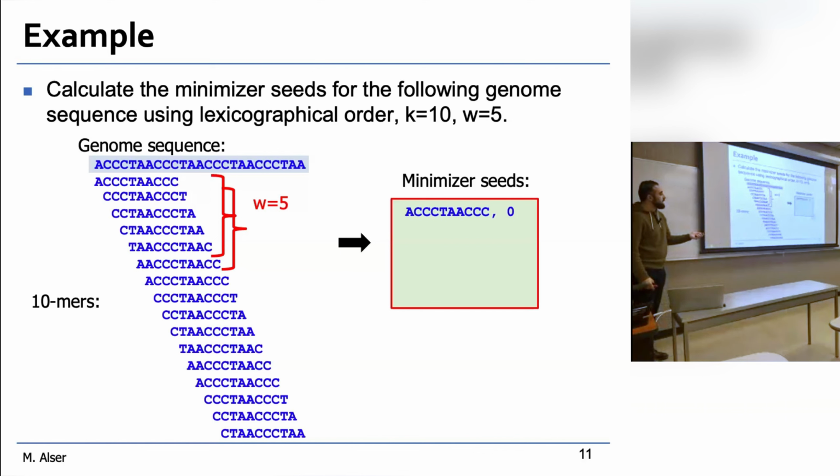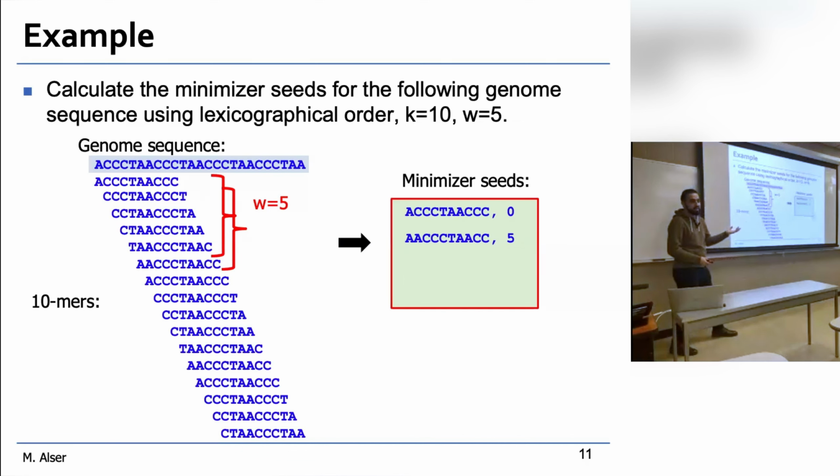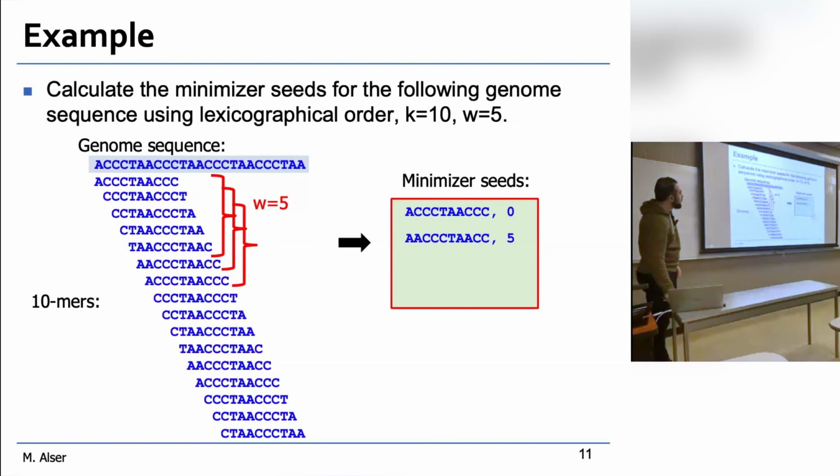And what would be the location of that k-mer? It's hard to track, but let me help you. It should be this one. Then 0, 1, 2, 3, 4, 5, right? So we should store that k-mer with a location 5, right? Very simple. And the nice thing about this algorithm is the number of k-mers that we extract is very small. Now we move on with the next window.